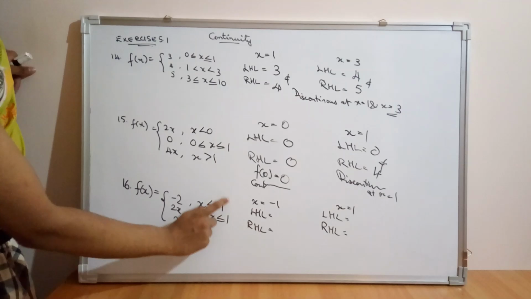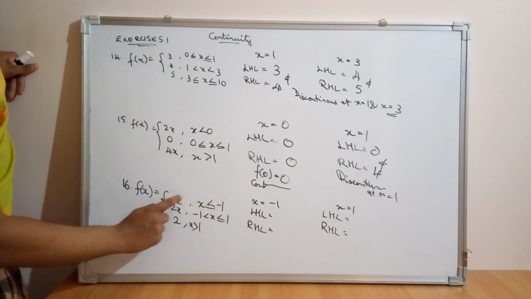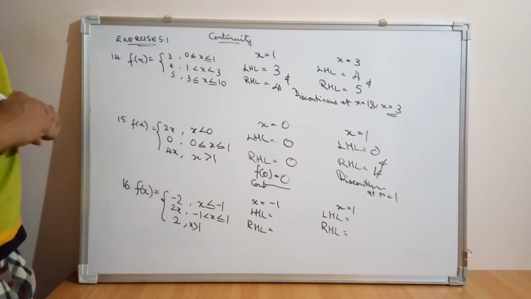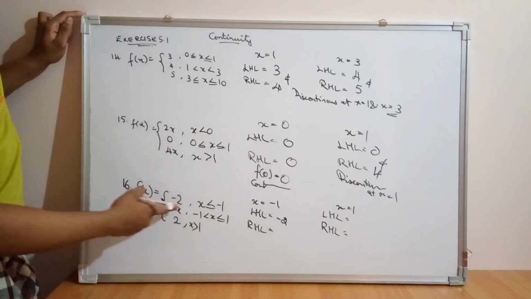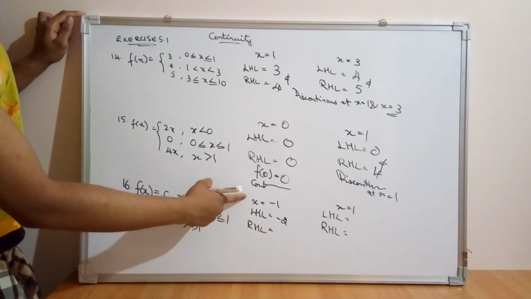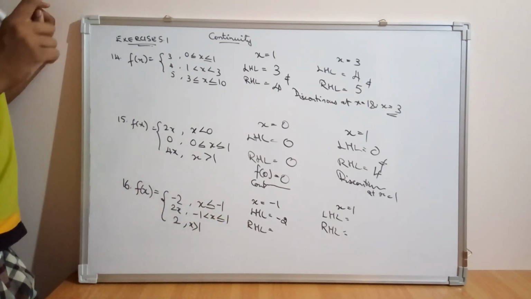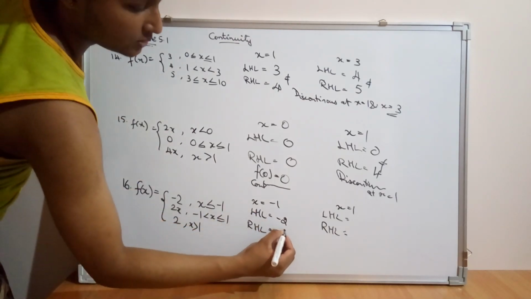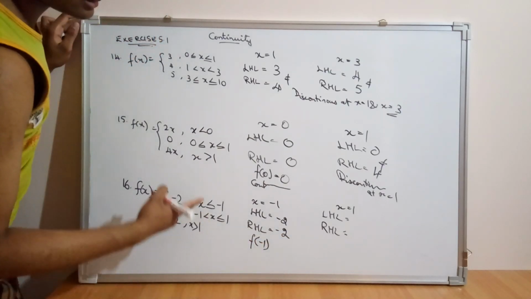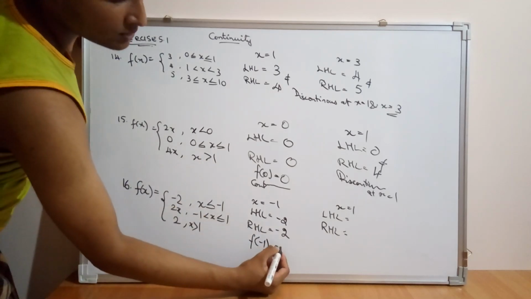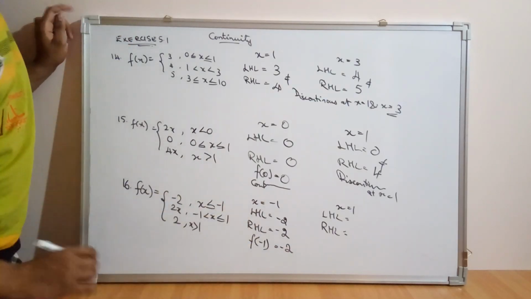So now we have to consider the left hand limit. It is going to be equal to -2 because this is the condition that is considered here. Right hand limit is 2 into x, where x is -1, so 2 into -1 is again -2. Therefore it is equal. Then f of -1 is considered to be this form, therefore that is also -2. Therefore it is continuous.